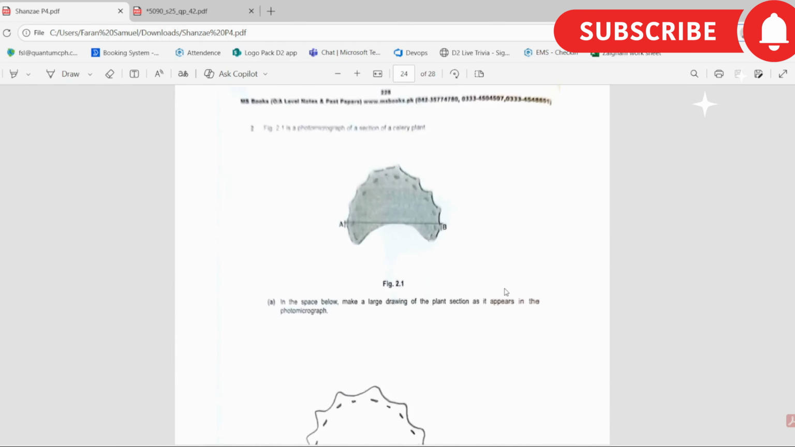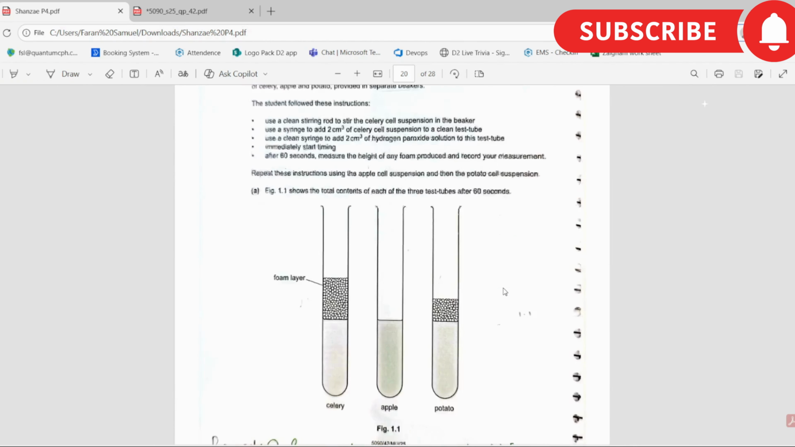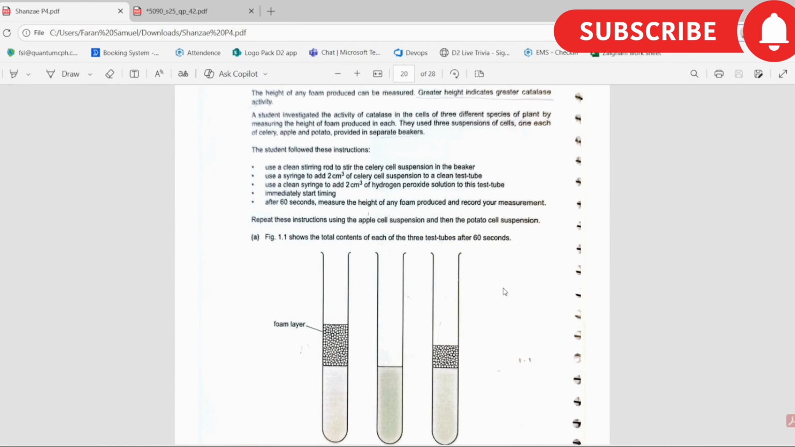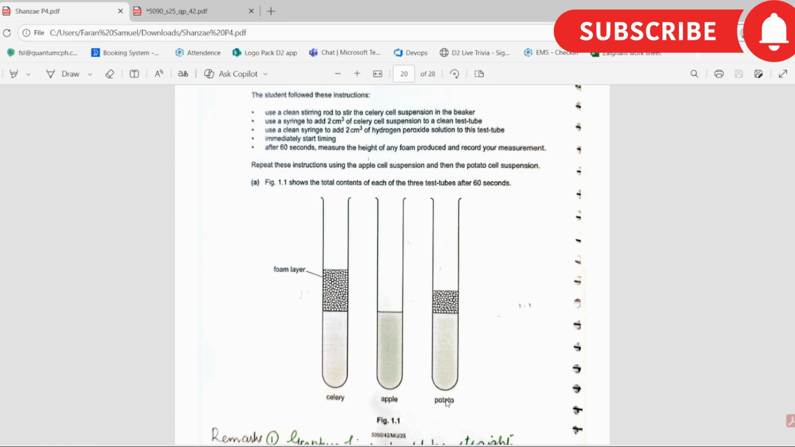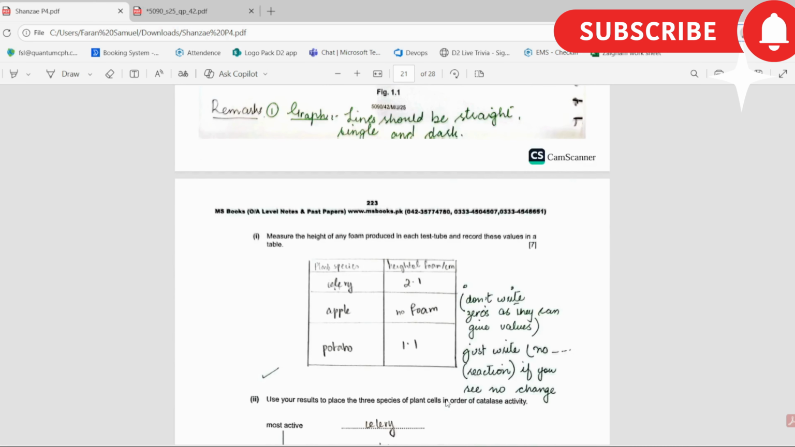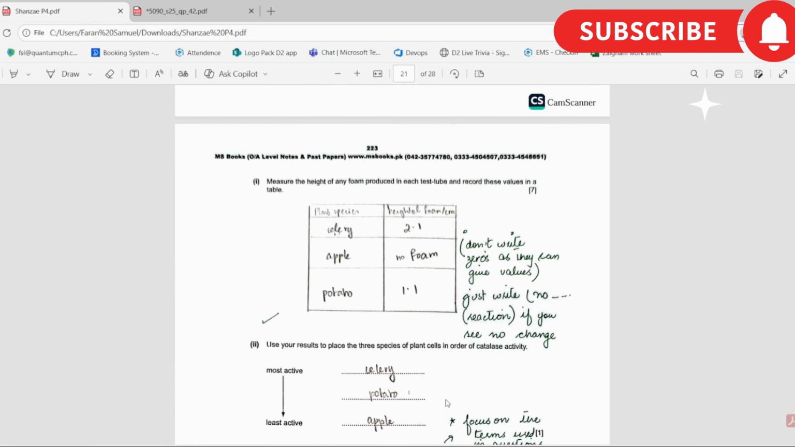Okay, let's move to this experiment, though the student has already done this. The experiment is about the height of foam, given for the first one, second one, and the third one: celery, apple, and the potato. Now you have to make a table.